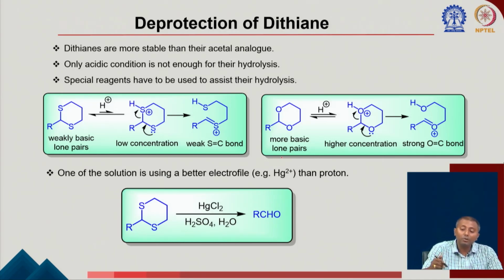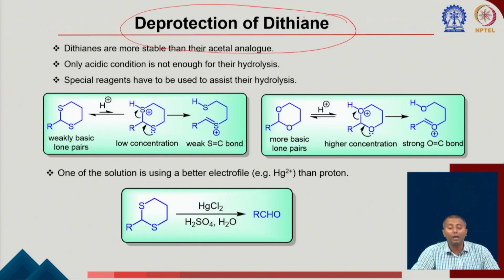Okay, so we already talked about the protection. Now we are talking about how you remove them. What is the deprotection strategy of dithiane? Dithianes are more stable than the corresponding acetal. That's why dithianes are more popular than acetal protection groups, because you can use some of the other reaction conditions. If you have a mild acid, the dithianes are still stable, but your acetals will not be stable. Acetal will immediately convert to the corresponding aldehyde.